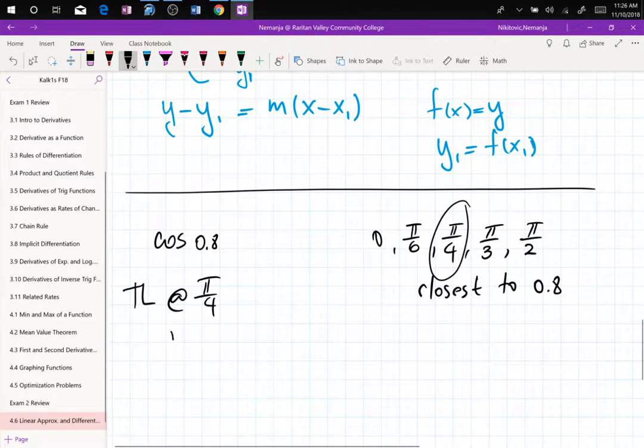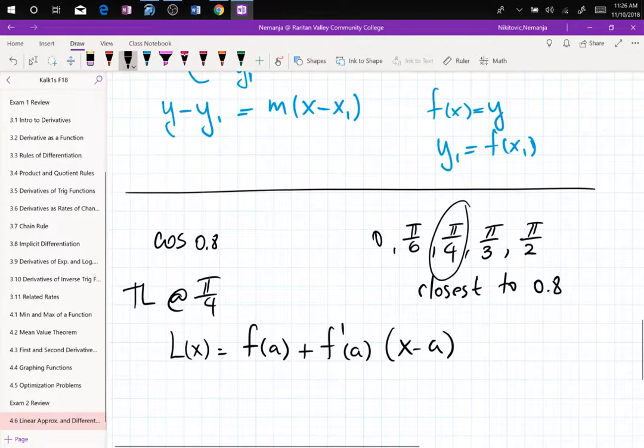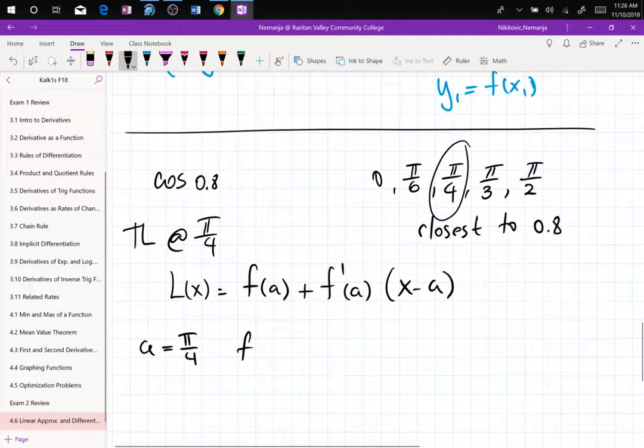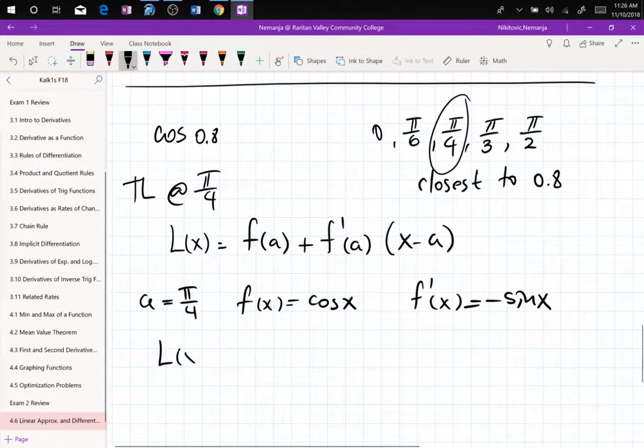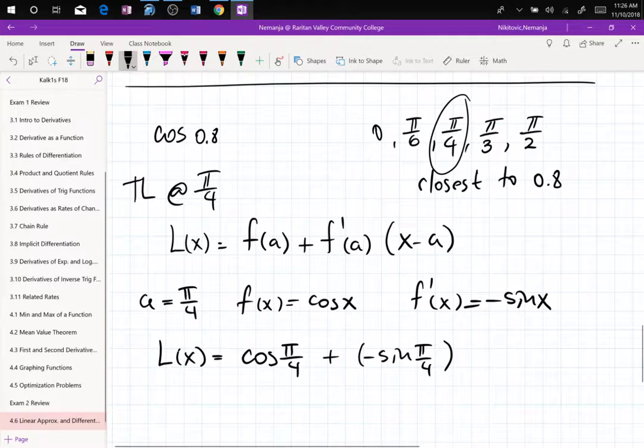All right, let's use our linearization formula, which is f of a plus derivative at a times x minus a. Well, a is pi over 4. We know that. The function is cosine x, and the derivative of that function is negative sine x. So all I need to do is to plug everything in. L of x is equal to f of a, that's cosine of pi over 4, plus the derivative, so that's negative sine of pi over 4, times x minus pi over 4.